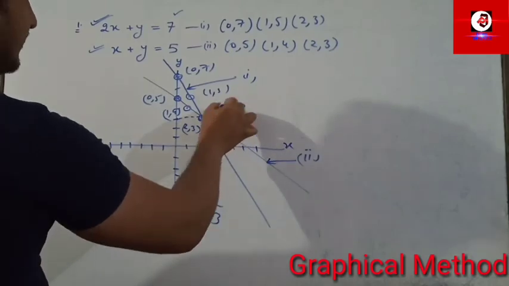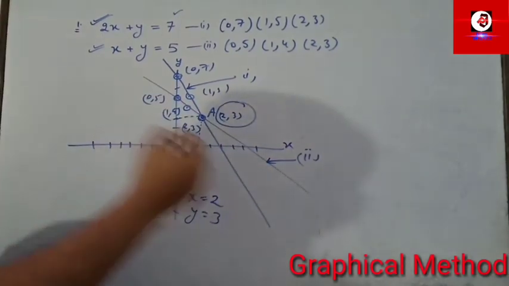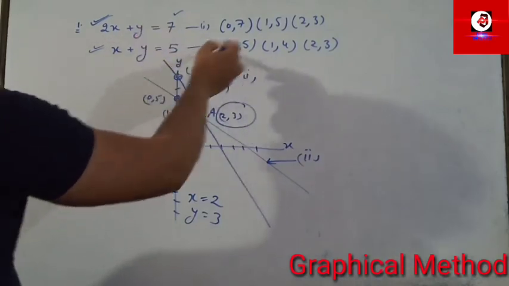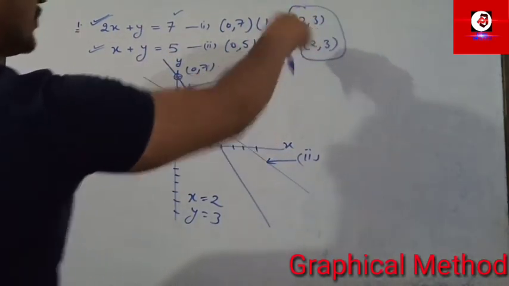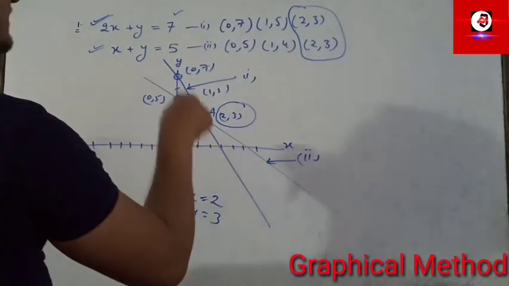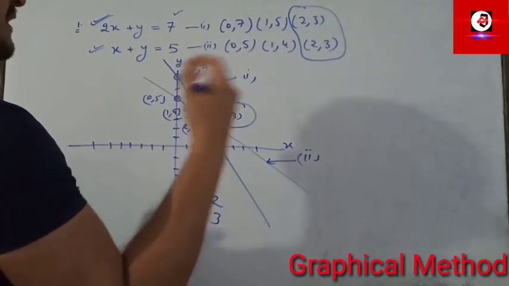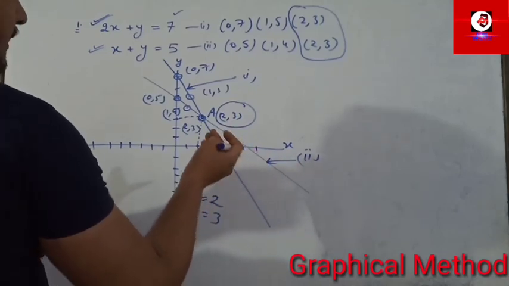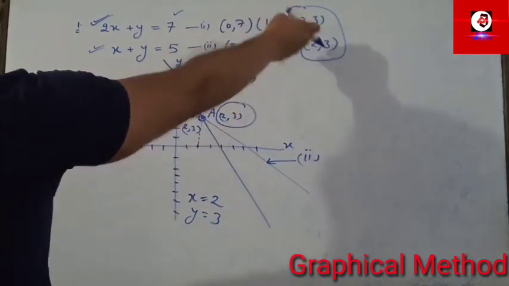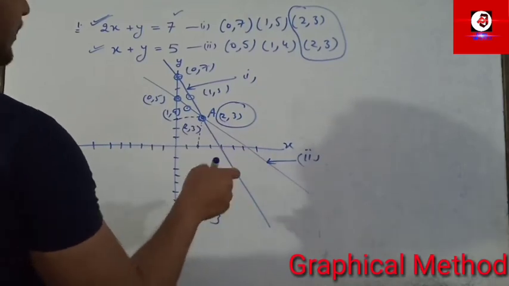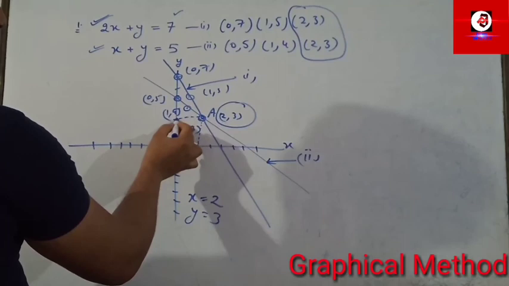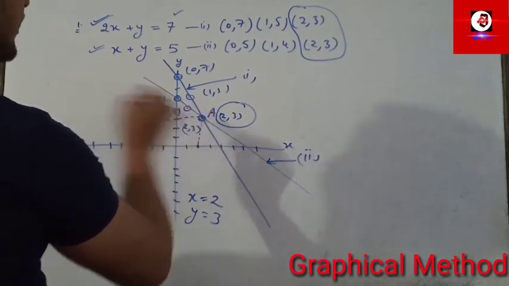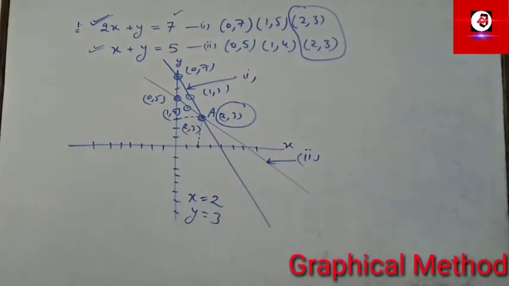So this is the solution. Another way to find the solution of 2 equations is to look for the coordinate that is the same in both. Here it is simple, but in another case, if no coordinate is the same, then we will use this method: draw perpendiculars on the x-axis and y-axis from the intersecting point. So this is the first method, the graphical method.